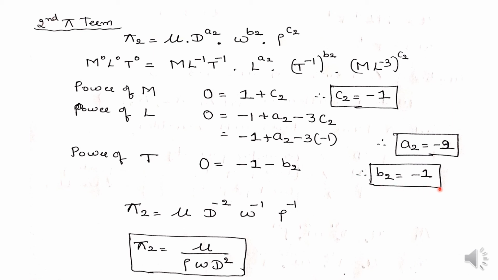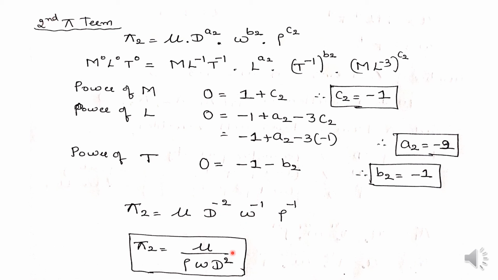So next, pi 2 is equal to viscosity. We have substituted the values of a2, b2 and c2 in this equation. You can see here mu into d to the power a2, a2 is minus 2, so d to the power minus 2, omega to the power minus 1, rho to the power c2, c2 is minus 1. Therefore pi 2 is equal to viscosity mu divided by rho omega d square. The same equation I have written in this form.